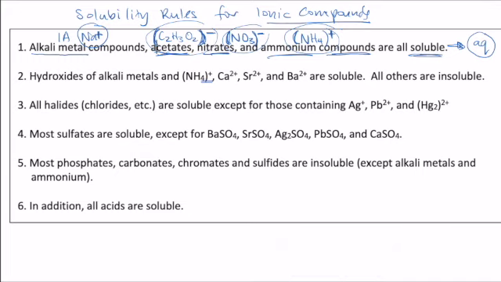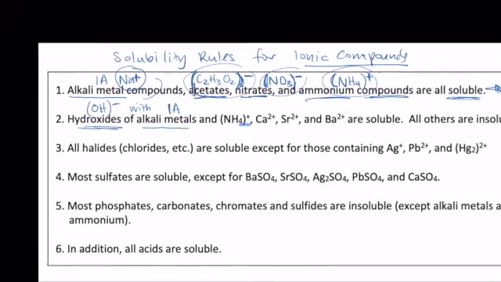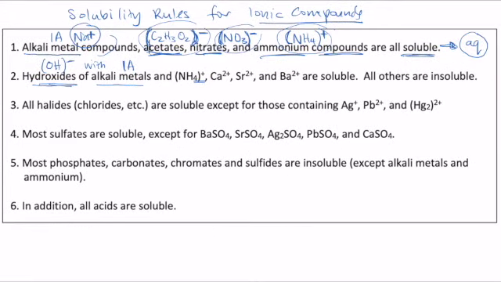Rule 2 says that hydroxides of alkali metals. First, hydroxide is the polyatomic ion OH minus. And it has to be a hydroxide that's bonded to an alkali metal. So this is part of the ionic compound, it has to be the alkali metal, and those are in family 1A, like sodium. Or you could have the NH4 plus, that's the ammonium compound, or the calcium ion, or the strontium ion, or the barium ion. These are all soluble, so this would be writing an AQ physical state.